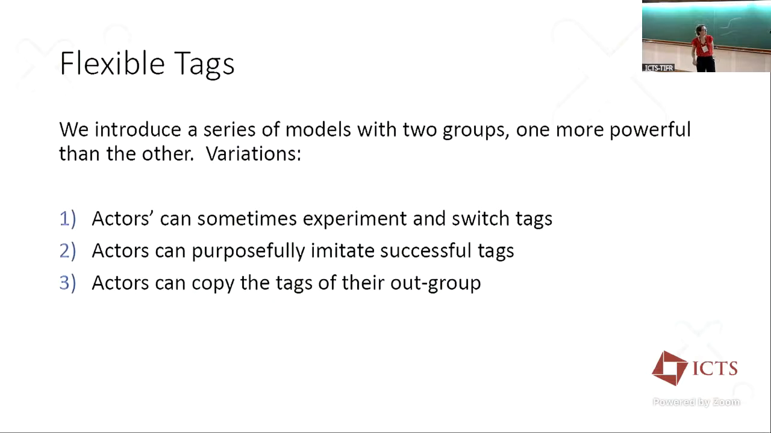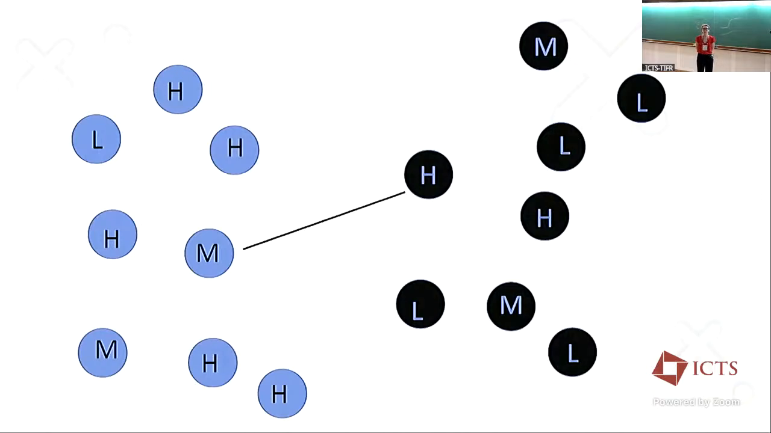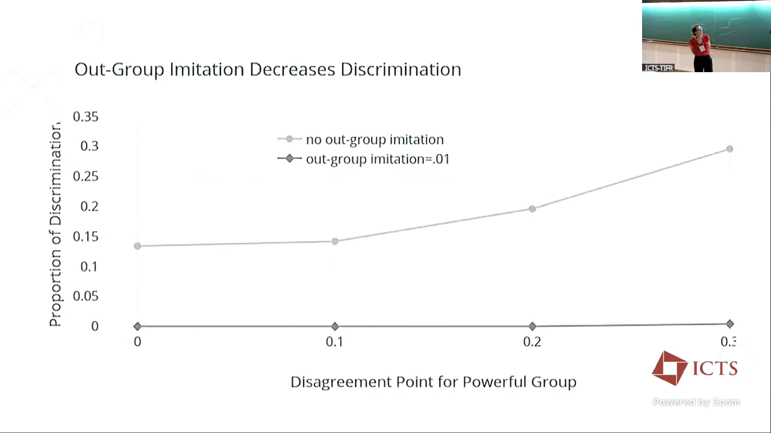All right, the last thing we looked at is actors just copying outgroup tags. Sometimes when they do imitation, they do it from the outgroup. And if that individual is getting a higher payoff, they copy their tag. And that also completely eliminated discriminatory outcomes in the model. So no outgroup imitation. This was just for a slightly different version of payoffs. We see this increasing proportion of discrimination. We add outgroup copying, it happens 1% of the time when people copy, and now we can't have inequity anymore.